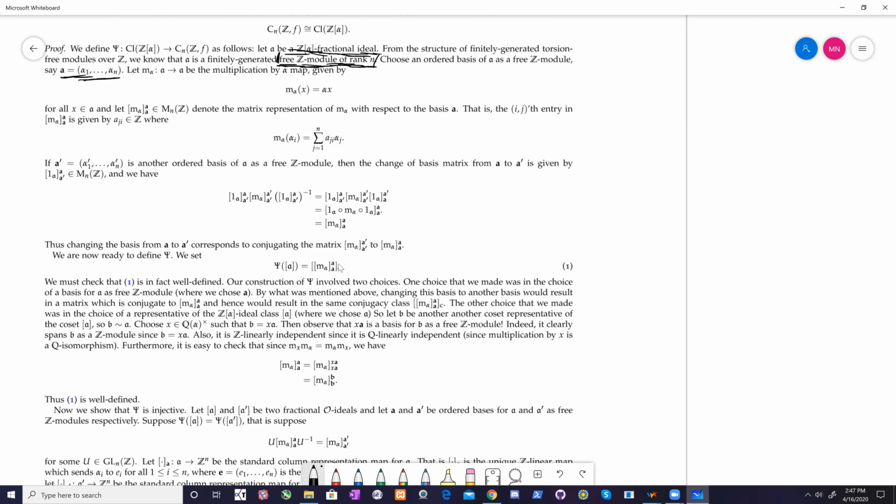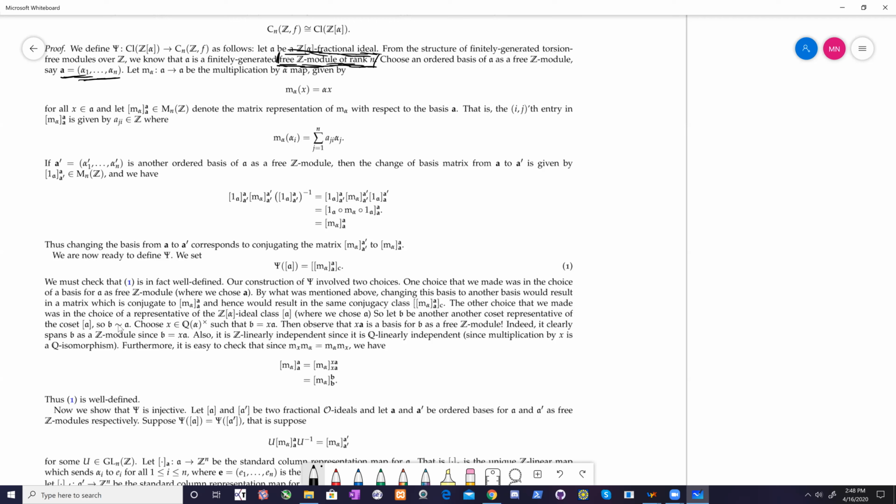In fact, that's why we put this conjugacy class here, this sub C. It makes it so that you get the same conjugacy class; it doesn't matter what basis you choose. So that takes care of the choice of the basis. The other choice that we made was the choice of a representative of the Z of alpha ideal class bracket math frac A, where we just chose A. So let math frac B be another coset representative of the coset bracket math frac A.